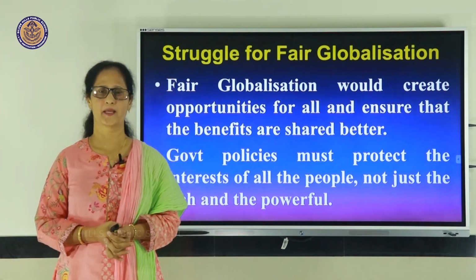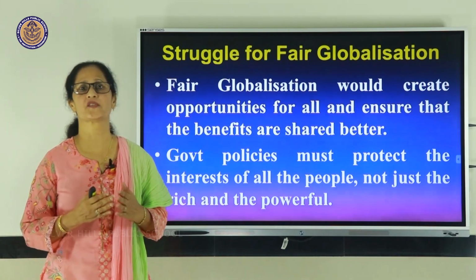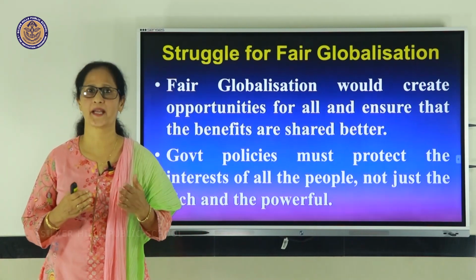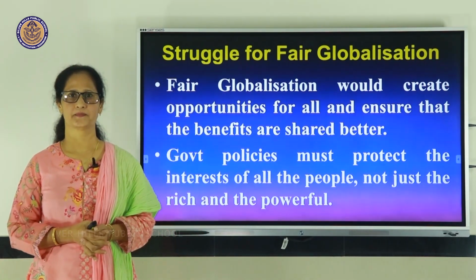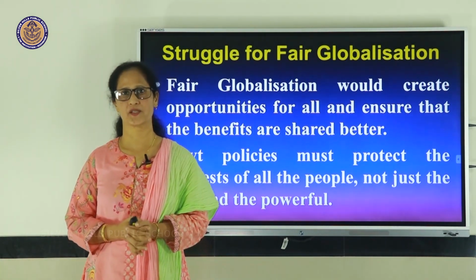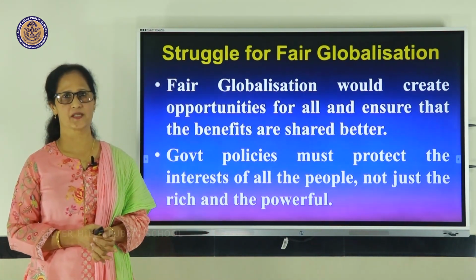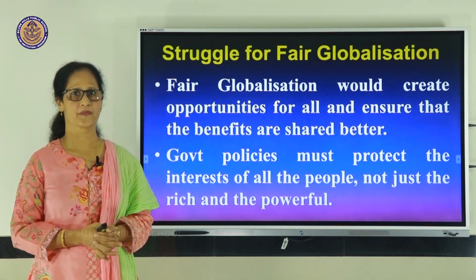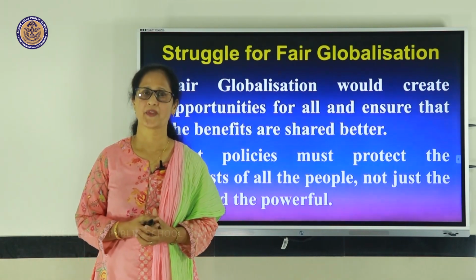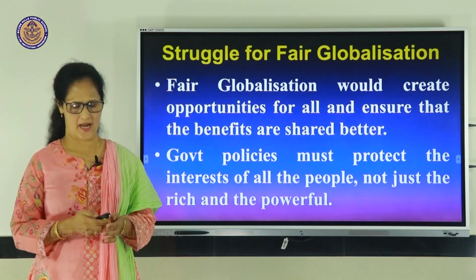Now, what is fair globalization? Fair globalization would create opportunities for all, and the benefits of globalization would be shared better by everyone. So, what can be done to ensure fair globalization? The government of the country can take certain measures to ensure this. For example, the government's policies must protect the interests of all the people of the country, not just the rich and the powerful.